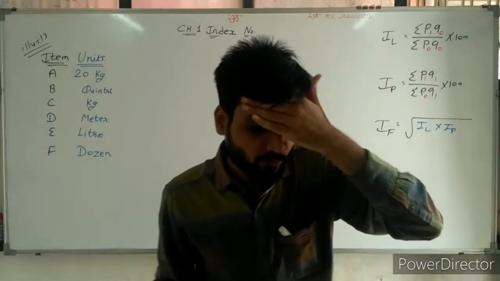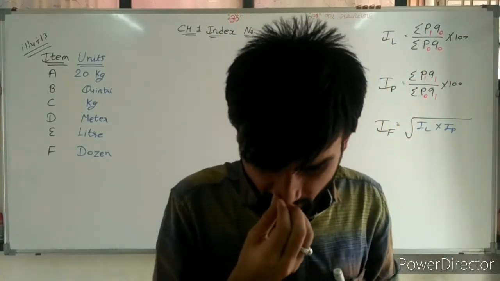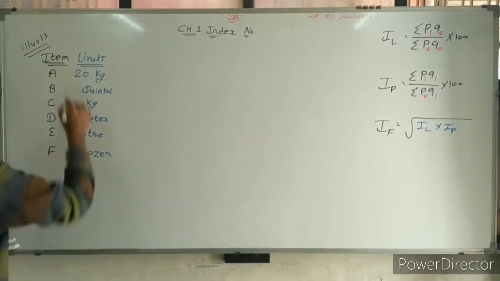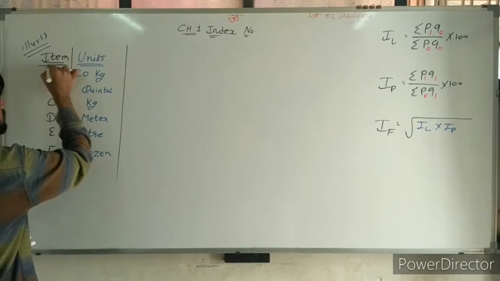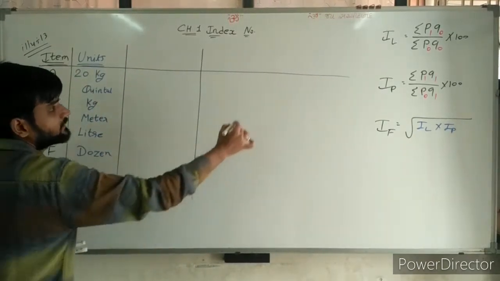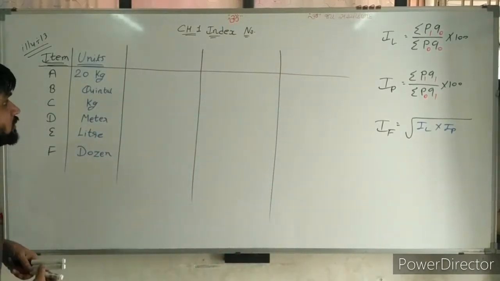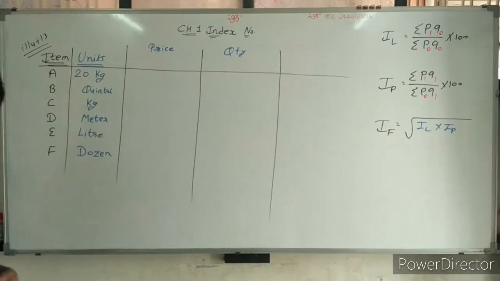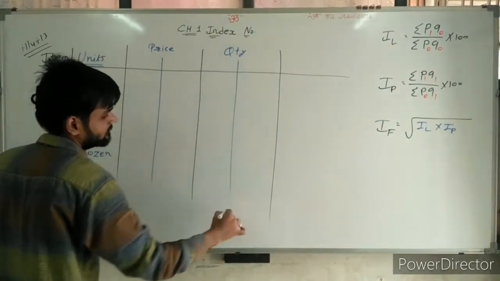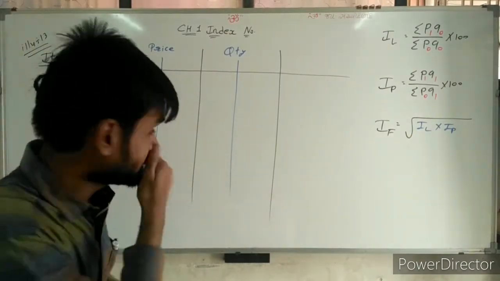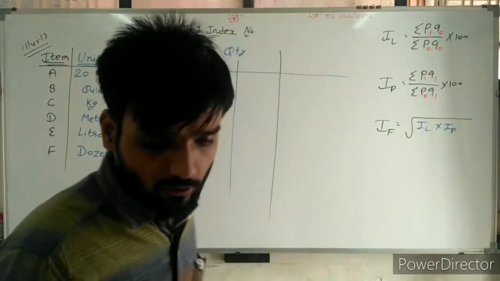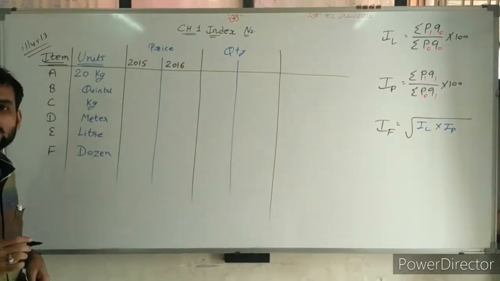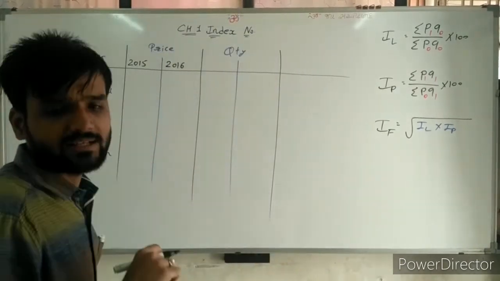Going ahead, what is the other information? Now here given price and quantity. So in heading, price given, quantity given. So writing heading, price. Now in that also, two parts. Which are two parts? So price 2015 and 16. Quantity also 2015 and 16.